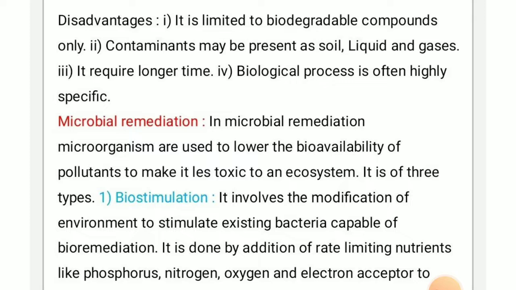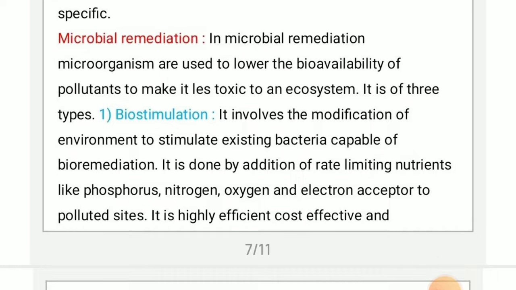In microbial remediation, microorganisms are used to lower the bioavailability of the pollutant to make it less toxic to an ecosystem. It is of three types. First, biostimulation. It involves the modification of the environment to stimulate the existing bacteria capable of bioremediation. It is done by the addition of rate limiting nutrients like phosphorus, nitrogen, oxygen, and electron acceptors to the polluted site. It is highly efficient and cost effective.